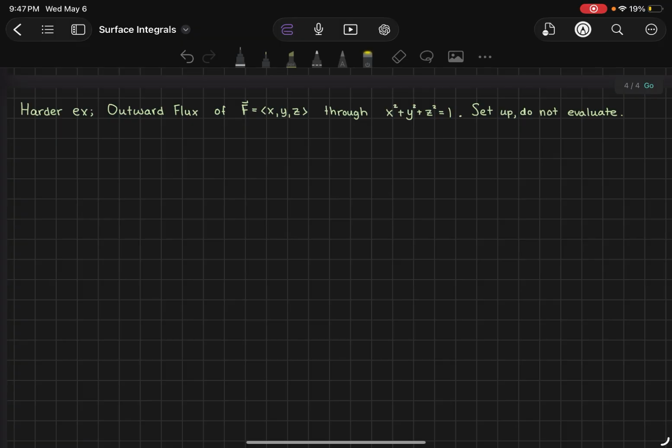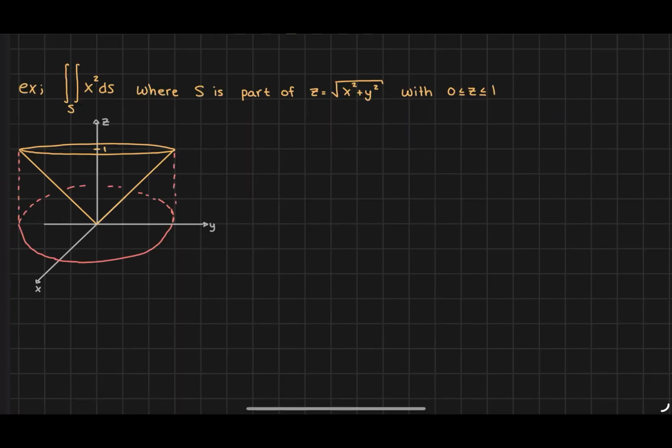For our final and hardest example, I would argue, I guess we'll see why, we're going to go ahead and move on to our second surface integral example for scalar functions. We're asked to evaluate the surface integral of x squared, where S is part of z equals the square root of x squared plus y squared, with 0 less than or equal to z less than or equal to 1.